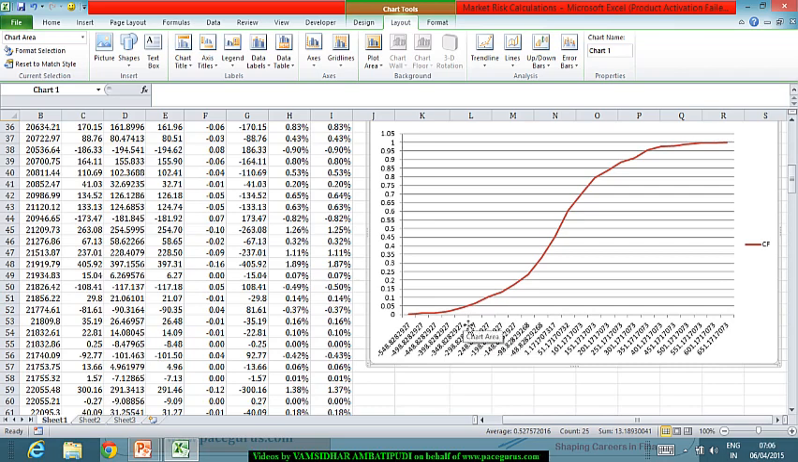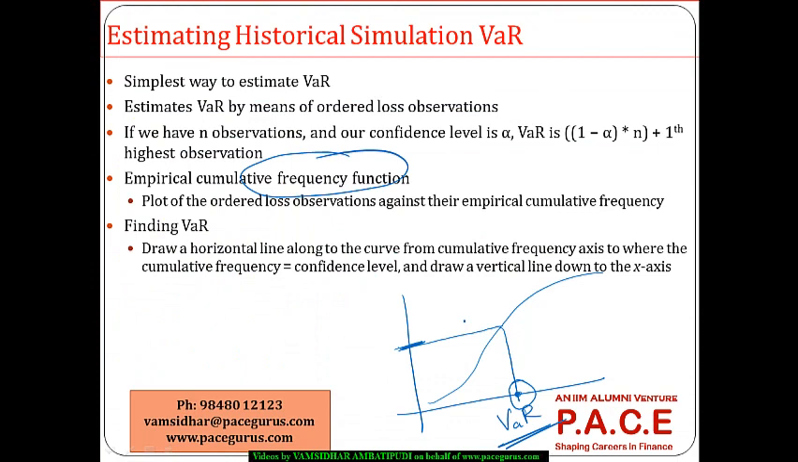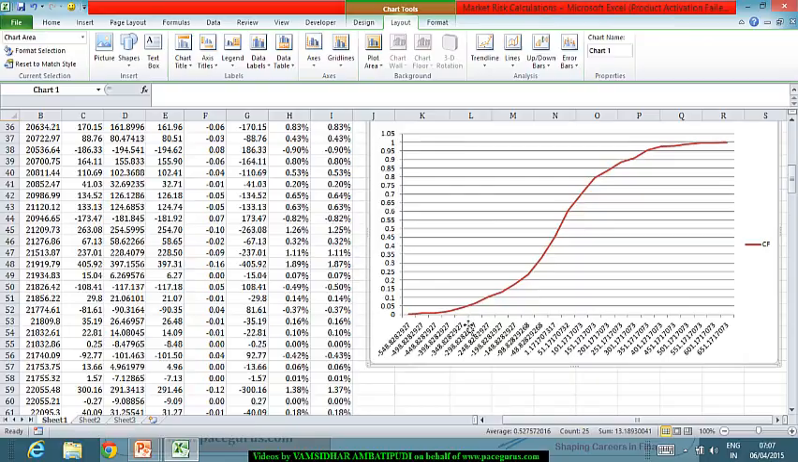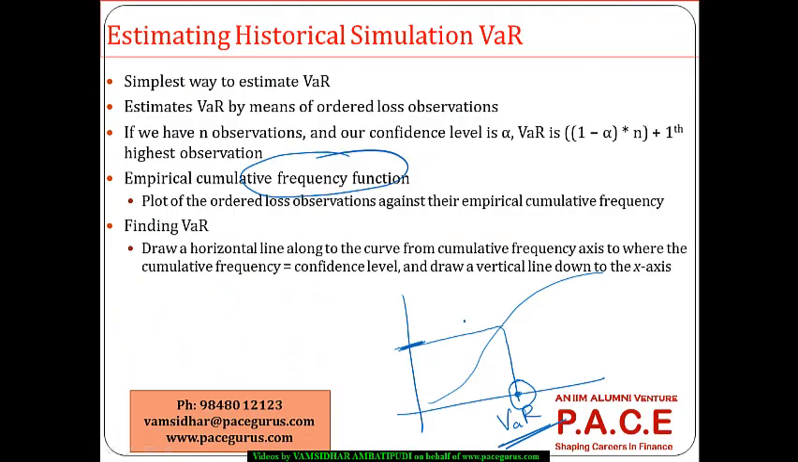and minus 298. So somewhere around 300. So that's how I can very well compute the 5% significance level VaR, or 95% confidence level VaR, by drawing a horizontal line along the curve from the cumulative frequency axis, where cumulative frequency is the same as the confidence interval, and dropping a line from that particular point on the curve to the horizontal axis, the x-axis, which will give me the point of value at risk using the historical simulation mechanism.